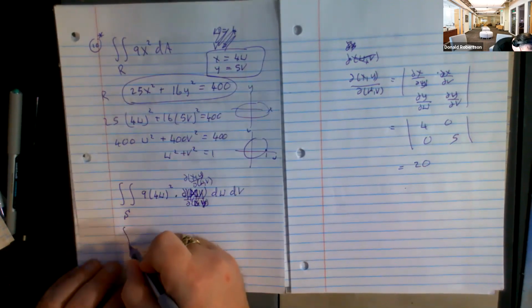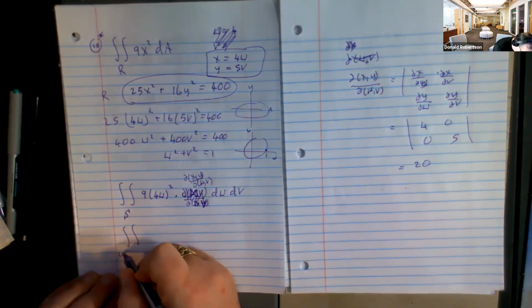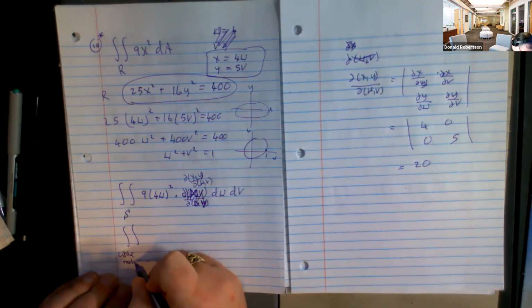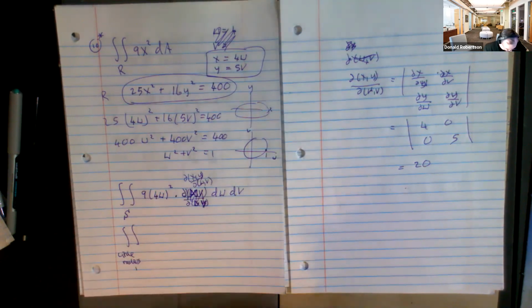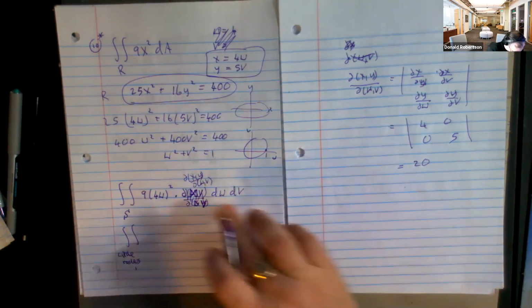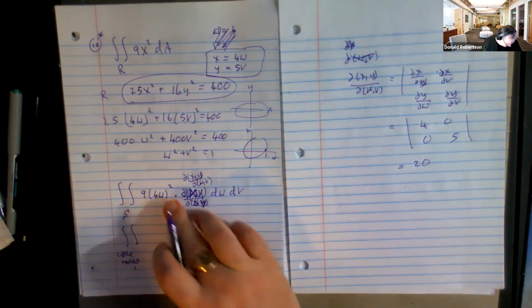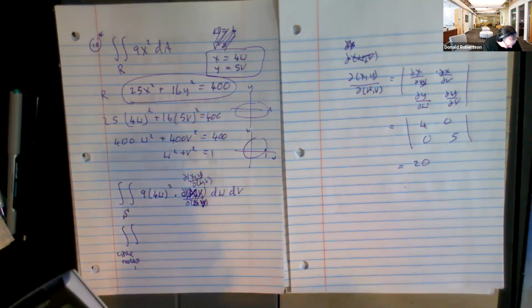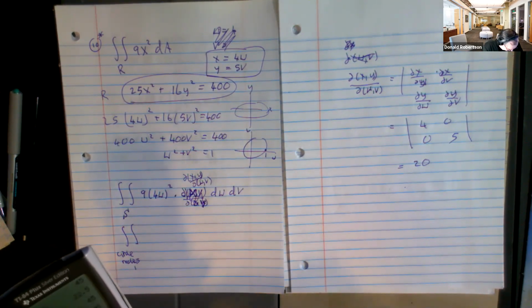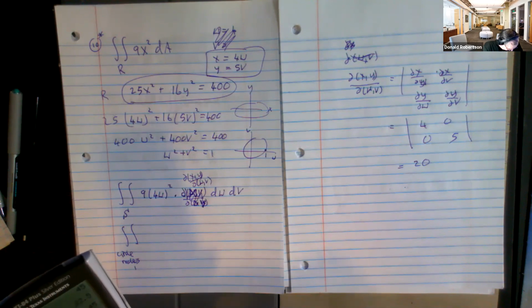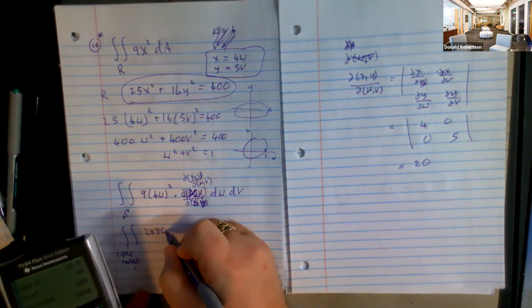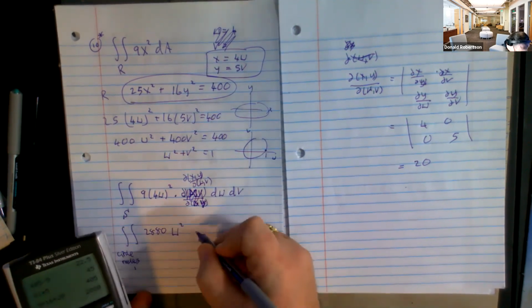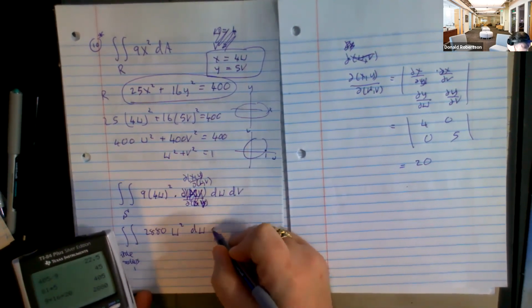So I'm going to do a double integral over a circle of radius 1 of 20, a 9 and that guy. So what do I have? I have a 9, I have a 16 and I have a 20. So I have 2880 u squared du dv.